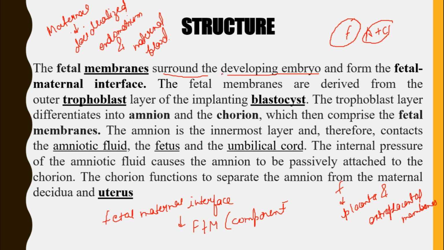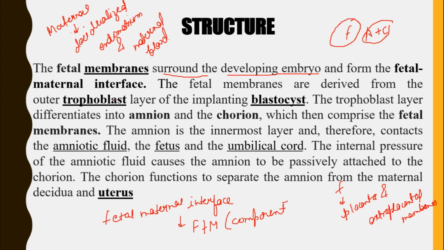Okay. And the fetal membranes are derived from the outer trophoblast layer. At the time of fetal development, after fertilization, we saw the development of the embryo. At that time, we saw the trophoblast. Trophoblast is the layer of blastocyst. So these fetal membranes are derived from the trophoblast layer of the implanting blastocyst.